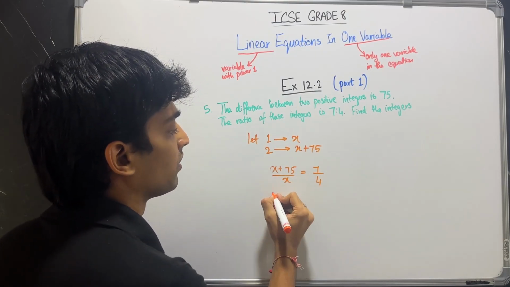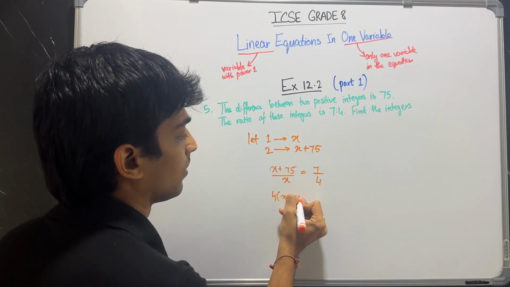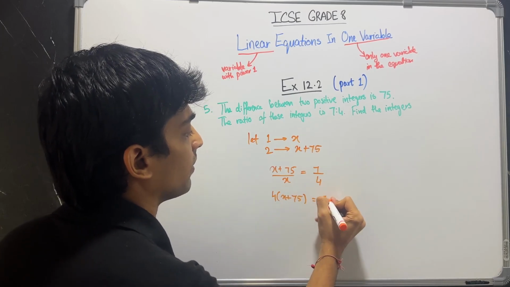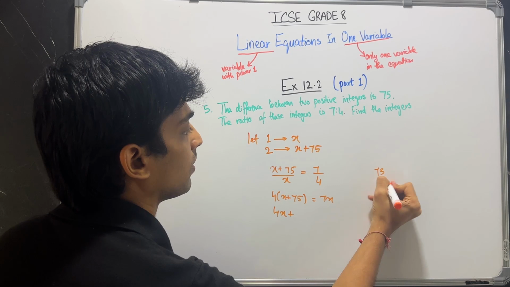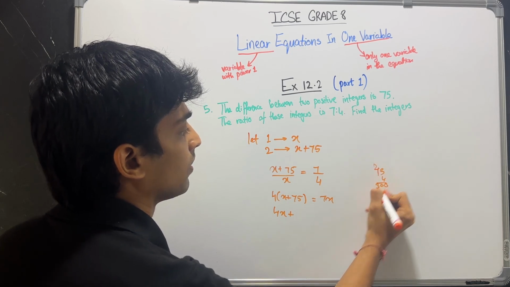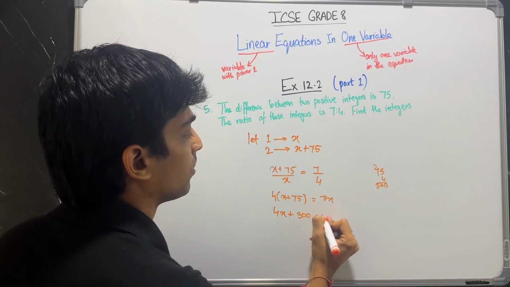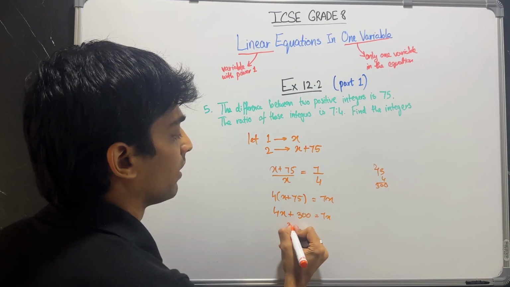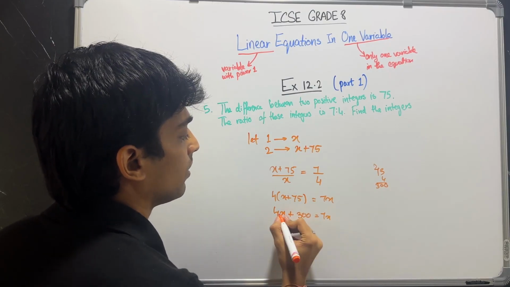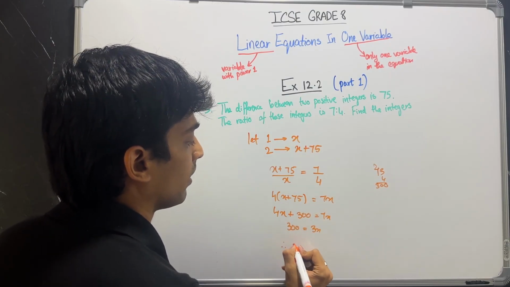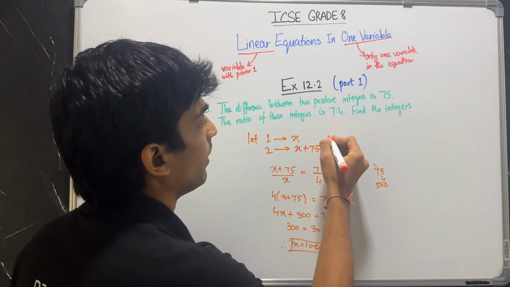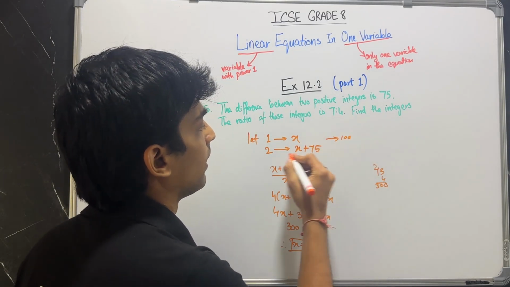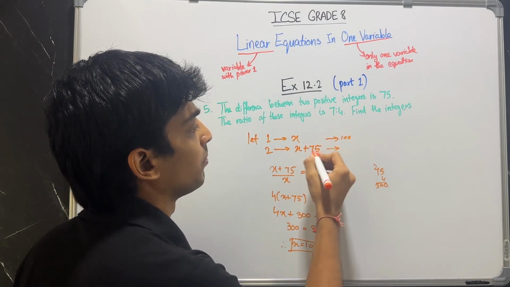Cross multiply, 4 goes here and x goes there. 7x, 4x plus 300 here equal to 7x. 4x goes there, 300 equal to 3x, therefore x equal to 100. The integers will be: x is 100, and x plus 75, the second integer, will be 175.